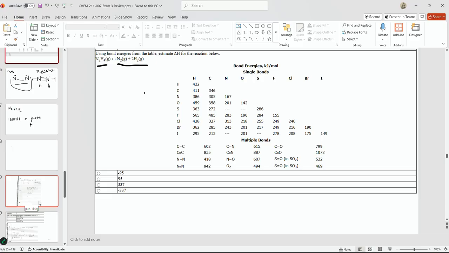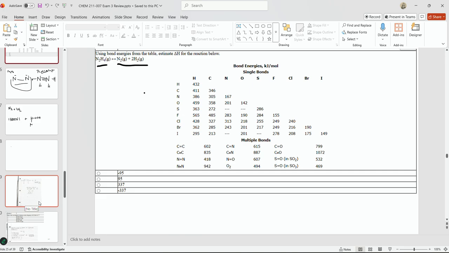Wait, what? So it's from nitrogen to nitrogen. Yeah, nitrogen and nitrogen, 167. Okay, when nitrogen to nitrogen, 167. But what else was broken? And then the four, between the nitrogen and hydrogen.